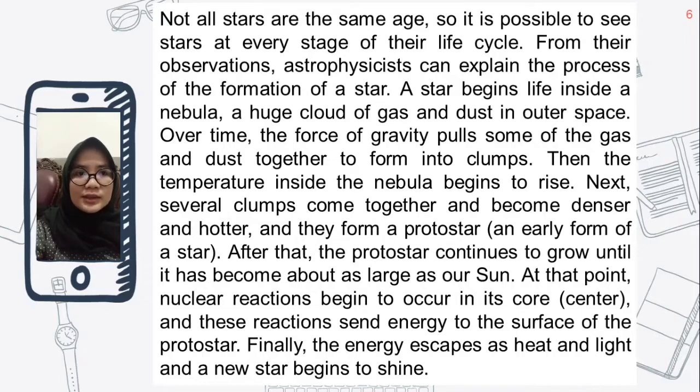Next, several clumps come together and become denser and hotter, and they form a protostar, an early form of a star. After that, the protostar continues to grow until it has become about as large as our Sun. At that point, nuclear reactions begin to occur in its core, or center, and these reactions send energy to the surface of the protostar. Finally, the energy escapes as heat and light, and a new star begins to shine.